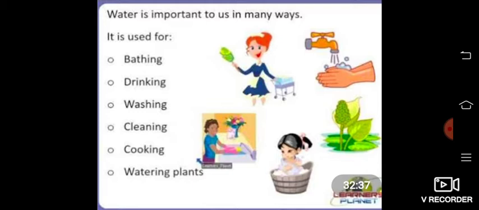There is a lot of water in our body also. Am I right? Yes. For example, blood. What is the nature of blood? It is mostly water, right? It is liquid in nature and it is mostly water. Other animals and plants also have lots of water in them.